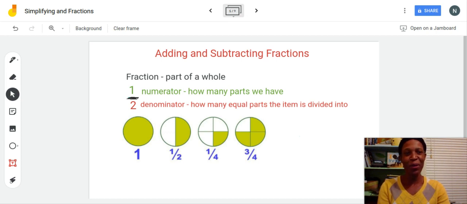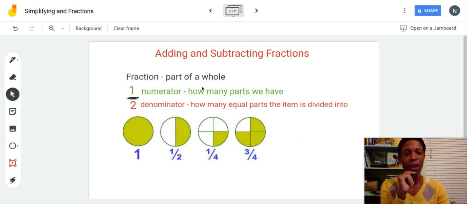All right, so now we are moving on to fractions, adding and subtracting fractions. So we know that a fraction is a part of a whole. For example, if I have a whole apple, I have one apple. But if I split it into parts, now we are dealing with fractions. We're dealing with parts of a whole.